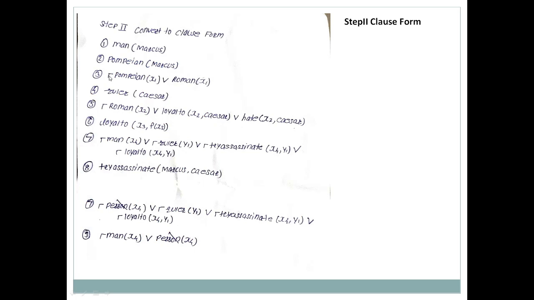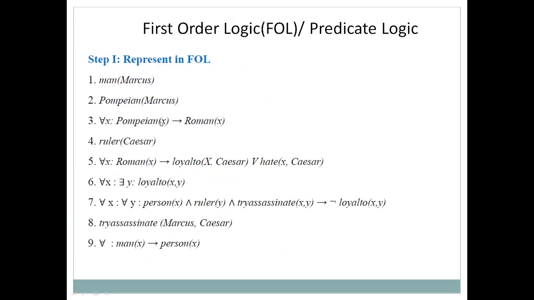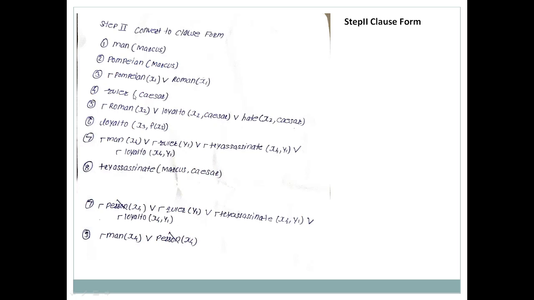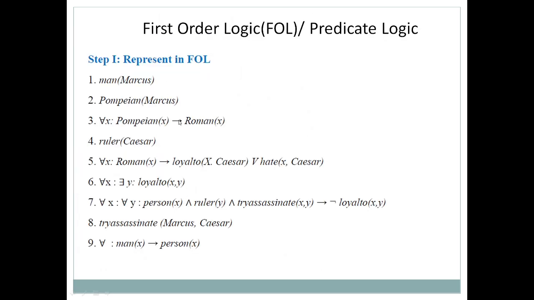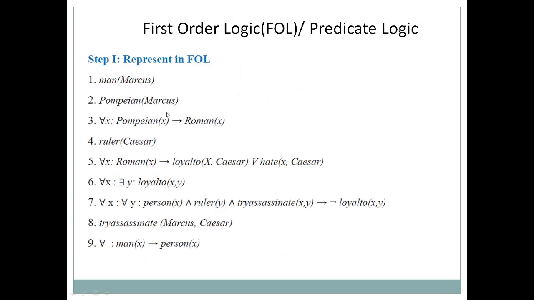So in step number 3, in the third statement, we have removed the quantifier, that is for all, and then applied the negation sign: negation of Pompeian of x1. We talk about standardization of variables: whenever you find x multiple times, you give it the name x1, and when you find x again, you give it x2, likewise. So here, negation of Pompeian in bracket x1, and the implication sign is replaced by OR Roman in bracket x, which has been replaced by x1. This is the clause form for this particular statement.